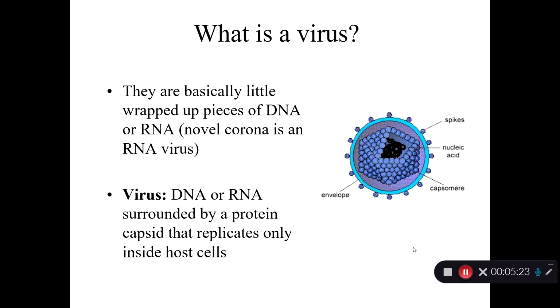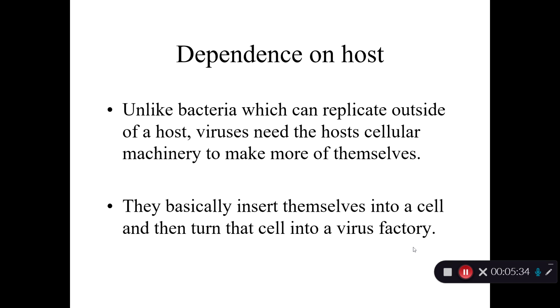So here's our definition: DNA or RNA surrounded by a protein capsid that replicates only inside host cells. So this is an important thing that makes viruses different from other kinds of microbes that are out there in the world. So we know about bacteria. We've already talked about them in this class in terms of soil bacteria and gut bacteria, right? And they have everything they kind of need inside themselves. Yes, they're only a single cell, but they've got all that cellular machinery. Viruses don't work that way. Viruses don't have all of that cellular machinery. They're just a little wrapped up piece of genetics. So they actually are more dependent on their host than a bacteria is.